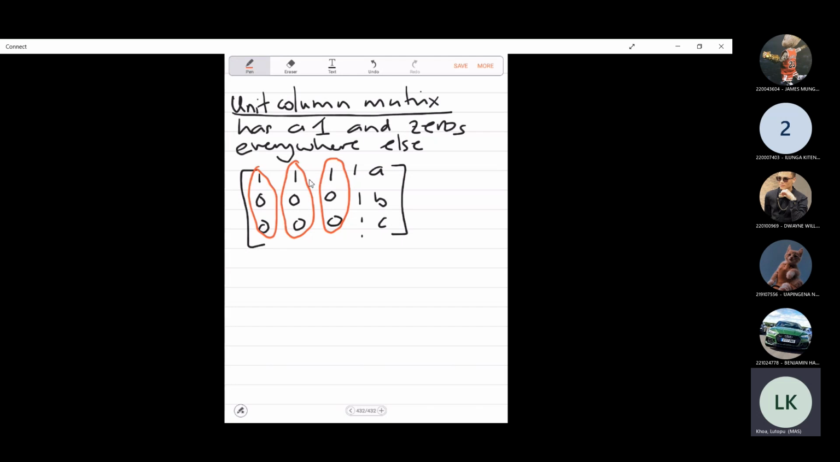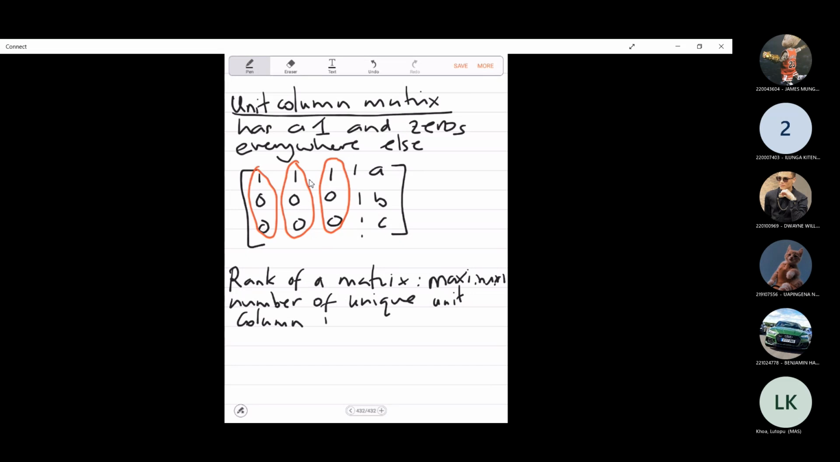column matrices. So we say that the rank of a matrix is the maximum number of unique unit column matrices that can be obtained.